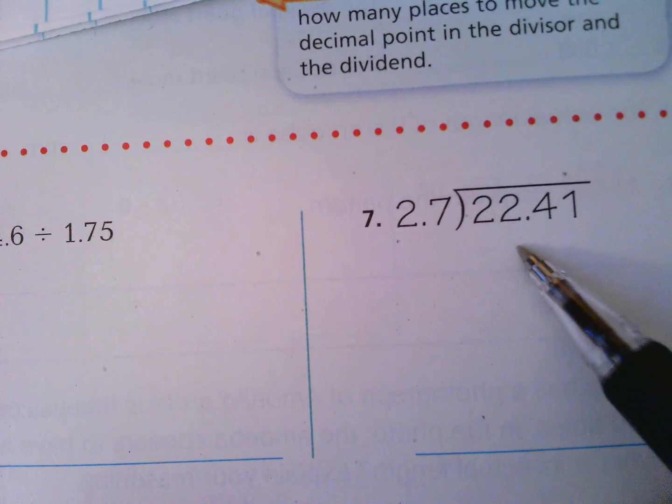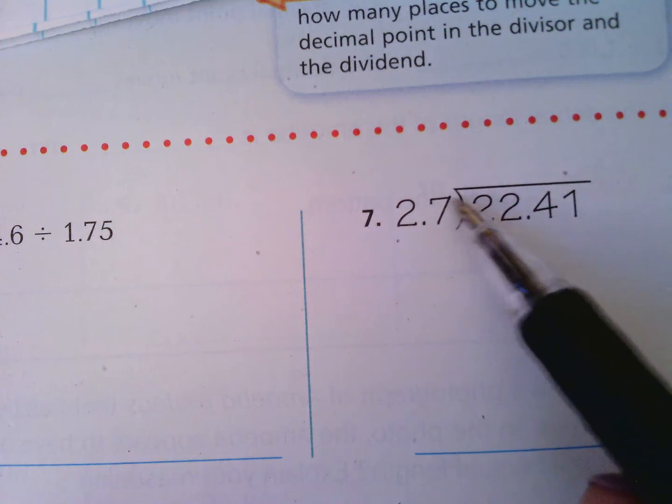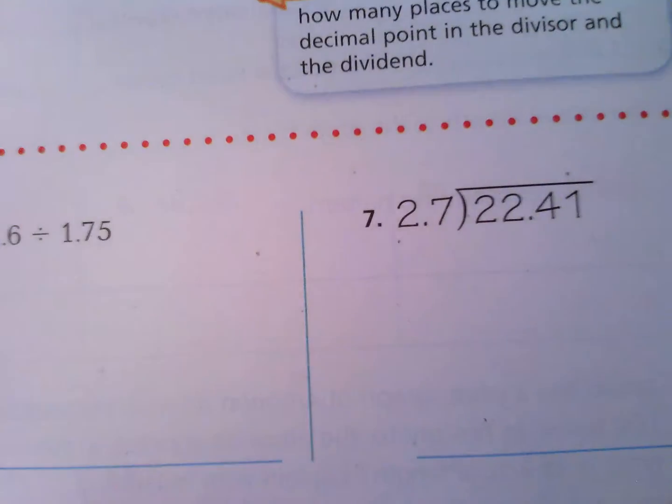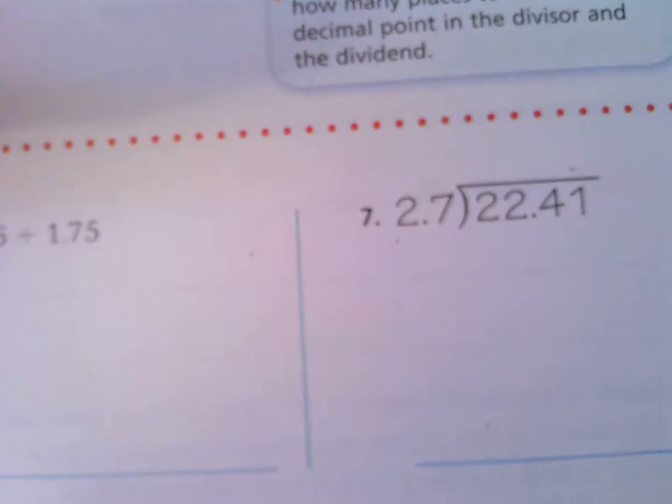Actually, I'm going to start over. So number 7, just so we can all be on the same page. It is stated like this: 2.7 divided into 22.41.